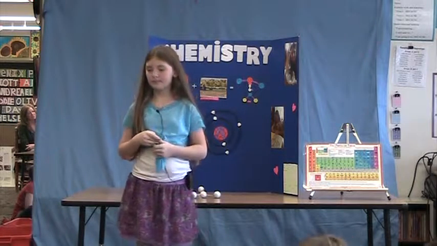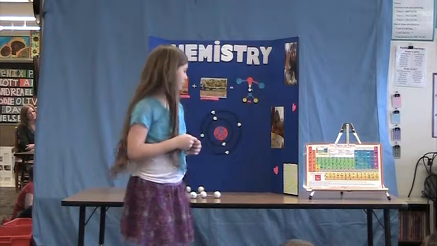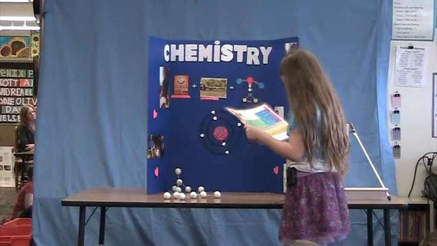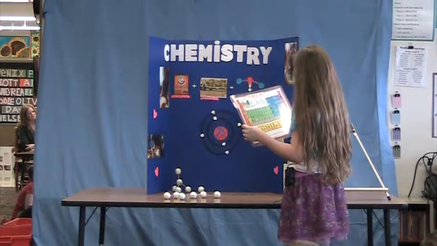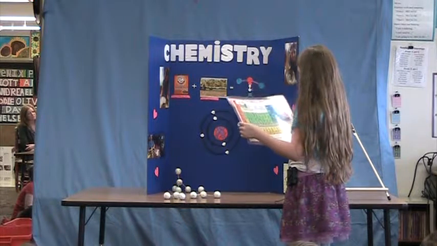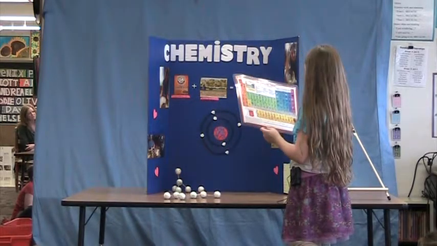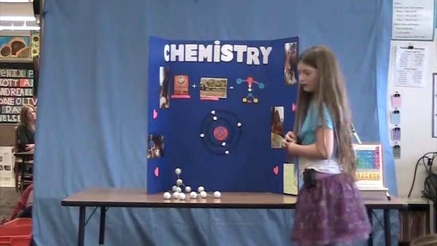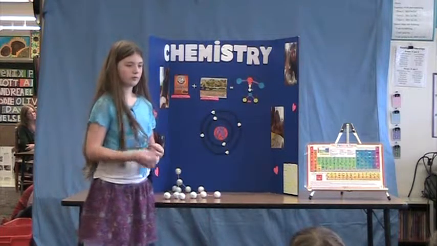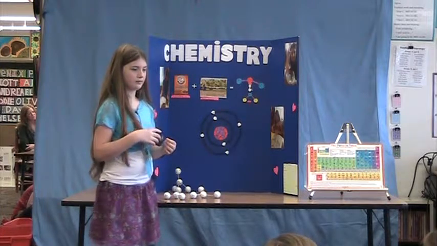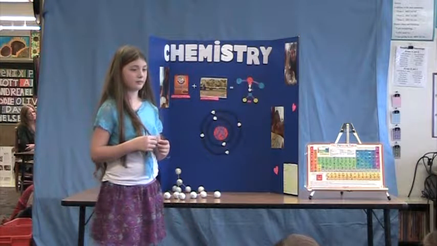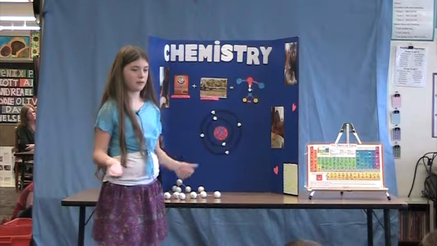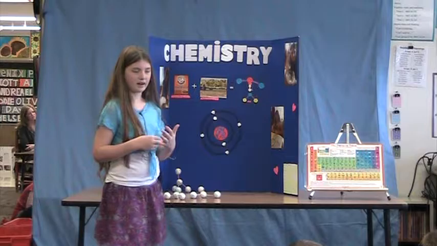Ari: How many elements are there? Well, in this periodic table, it says that there are 118. Gavin: Are there atoms that can explode? Well, some atoms, if they're brought together, they could probably make an explosion.